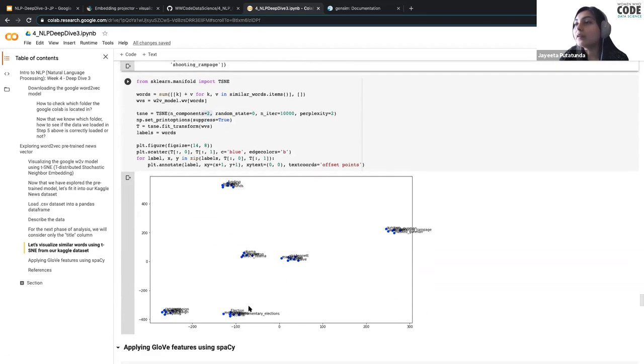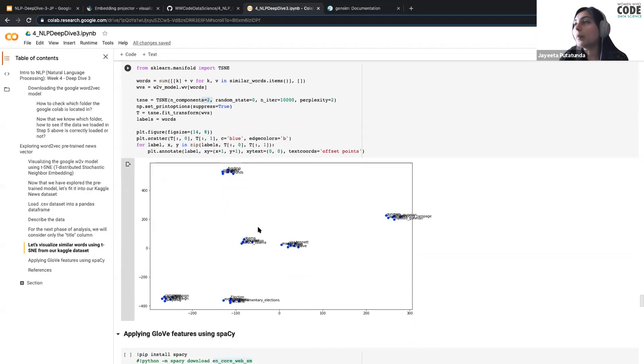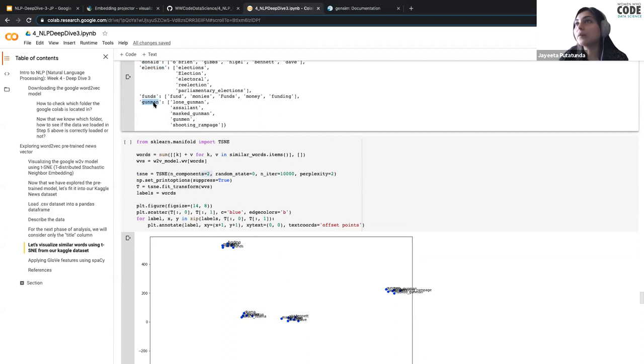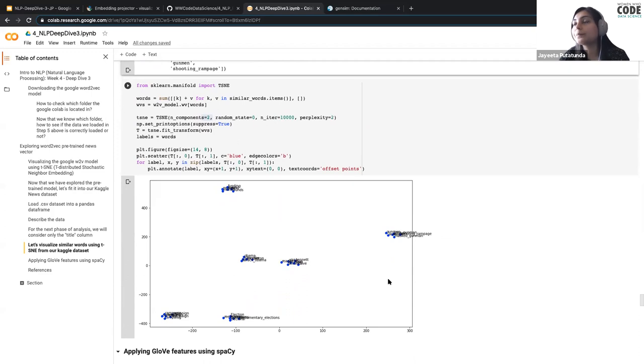Then there is another block, the election block of words. And then there is Obama here. There's also campaign all together here. And then another section was, I guess, the word gunman, with silent gunman, shooting rampage, those word blocks together as one in the 2D vector space for our easier understanding.